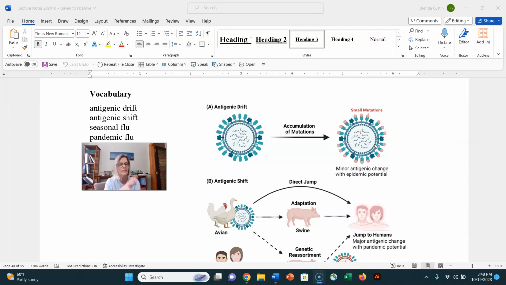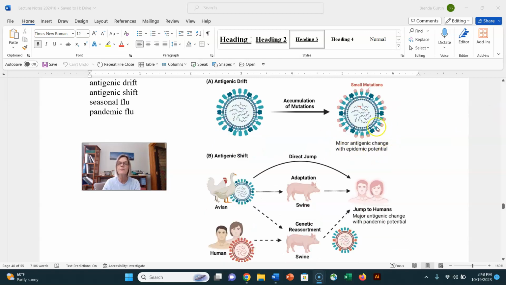Why we have, once a year, a period of time when people are more likely to get the flu is because these new varieties are coming around. So it has epidemic potential. Lots of people will get it at a certain time. So we have flu season.